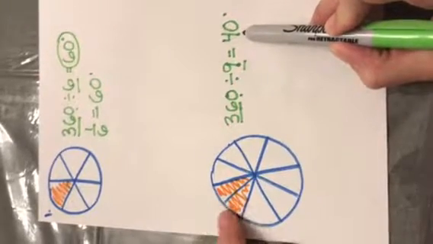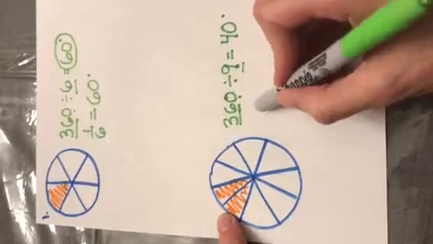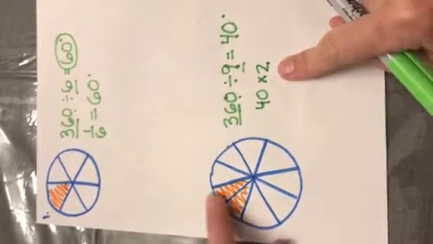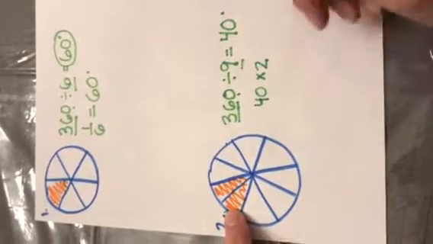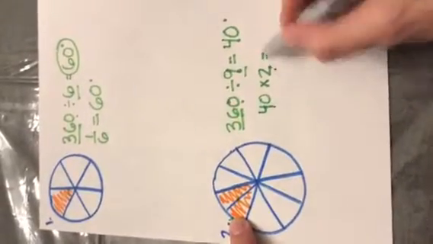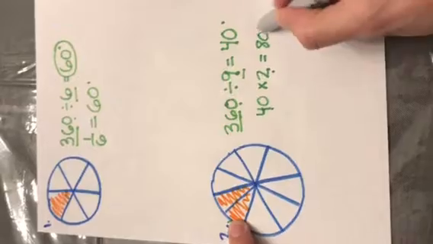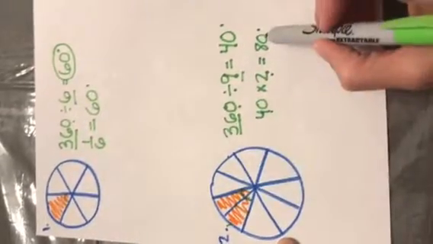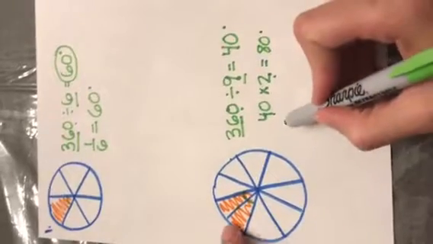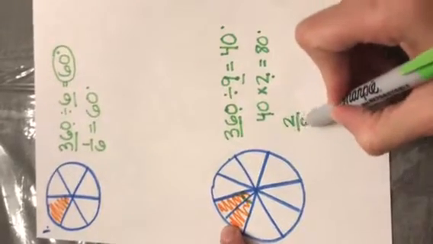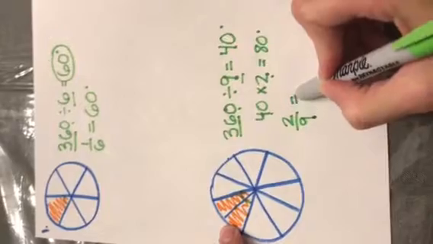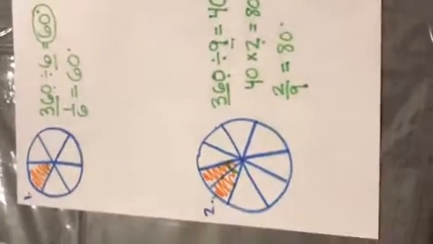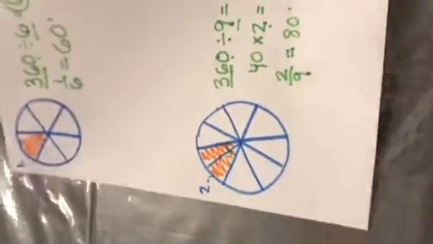So since we have 2 parts that are shaded, you need to do now 40 degrees times 2. The 2 is because there are 2 pieces. 40 times 2, 4 times 2 is 8. Add your 0. So this entire angle with both parts is 80 degrees. So you found out that 2/9 equals 80 degrees. All right, let's take a look at a couple more.